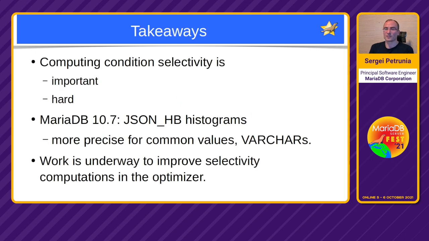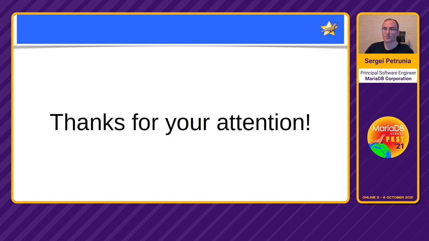Takeaways. Computing condition selectivity is important, but it is also hard. In MariaDB 10.7, we've made a step forward. We introduced JSON_HB histogram, which should be more precise for data which has very common values and for varchars. The work is underway to improve selectivity computations in the optimizer. Hope we will see improvement in the next version. Thanks for your attention.